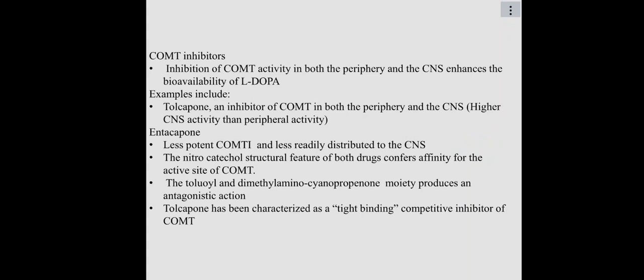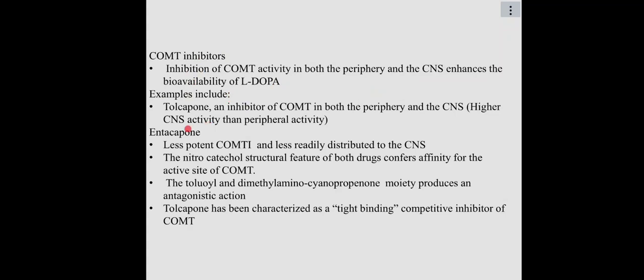That is the monoamine oxidase B selective inhibitors, and then we can also have the COMT inhibitors. Remember the catechol-O-methyl transferase is an enzyme that catalyzes the transfer of a methyl group to position number 3 of dopamine. Therefore, if you block this enzyme, you will slow down the metabolism of both dopamine and, of course, L-dopa. Inhibition of catechol-O-methyl transferase activity in both the periphery and the CNS enhances the bioavailability of L-dopa.